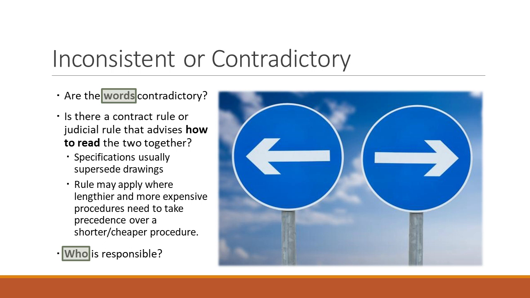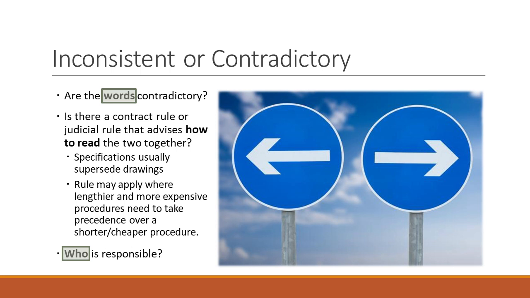So here are some rules of how to interpret when there are inconsistencies. First, are the words contradictory? Or are they inconsistent? On first blush, they may seem inconsistent, but when you look at them in the context of how they apply in the project or the scenario, they aren't inconsistent. So you have to take paragraph 1 and paragraph 3 and compare them in the overall scheme of the project to see if they are inconsistent or contradictory.